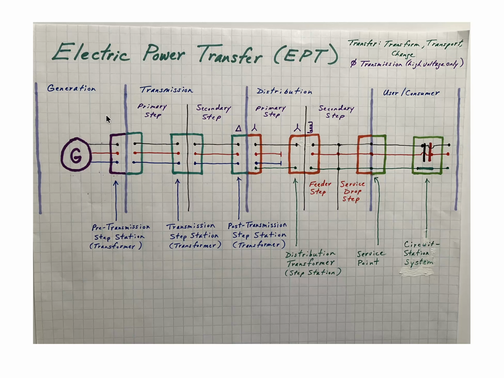So we can clearly see the stages, the 4 stages, and we can see the steps within the stage, okay? Transmission stage and the distribution stage each have 2 steps. We can see that. But let's take a closer look at the step stations themselves.